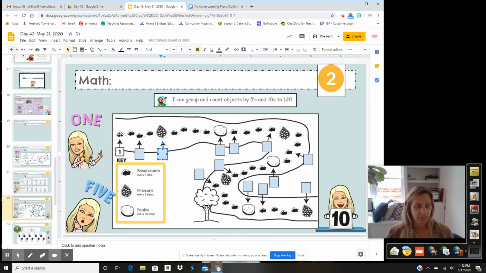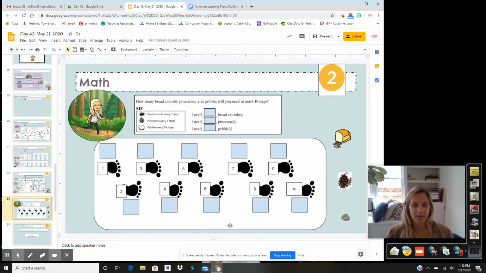So if this is a breadcrumb, we know every breadcrumb is 1 step. So 1, 2, 3. This is the 3rd step. 4, 5. And the pine cone is every 5 steps, so that makes sense. You're going to fill in the number step.